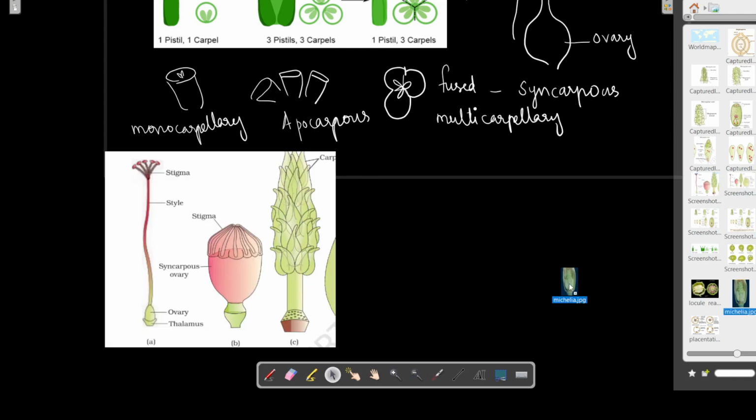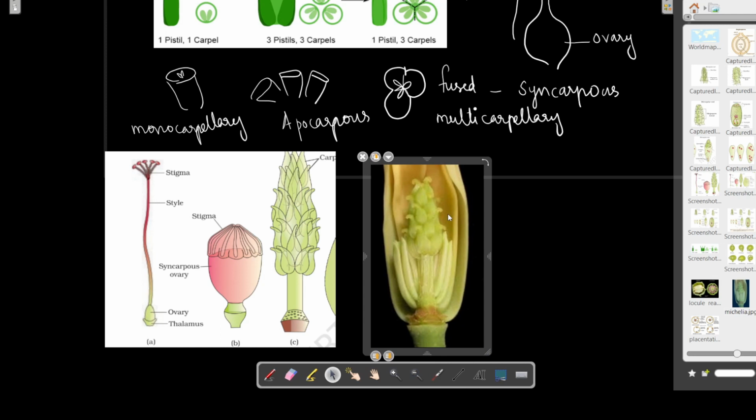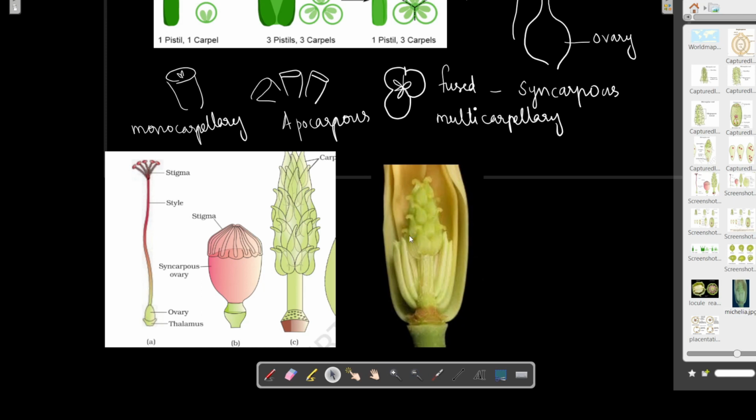You got it? And the actual figure of this Michelia, this is Michelia. You can see the actual picture of Michelia here. See, this yellow part which you see here is actually the stigma, style, and you can see the basal ovary. So this flower has many ovaries, that is many carpels, and they are not joined together, they appear separately, and so we call it apocarpous ovary. So syncarpous ovary and apocarpous ovary.